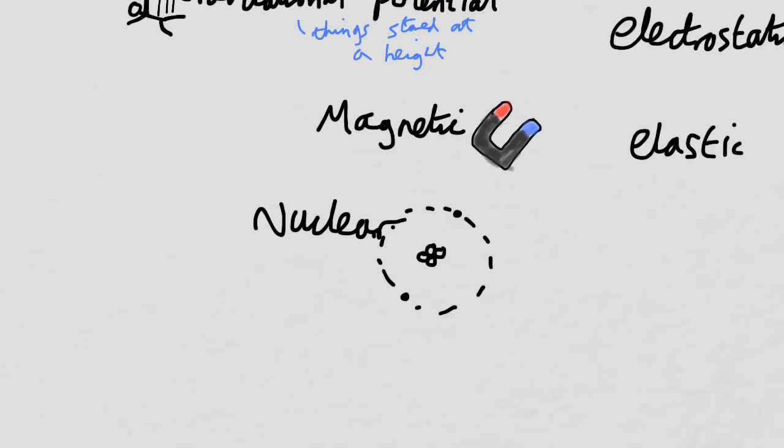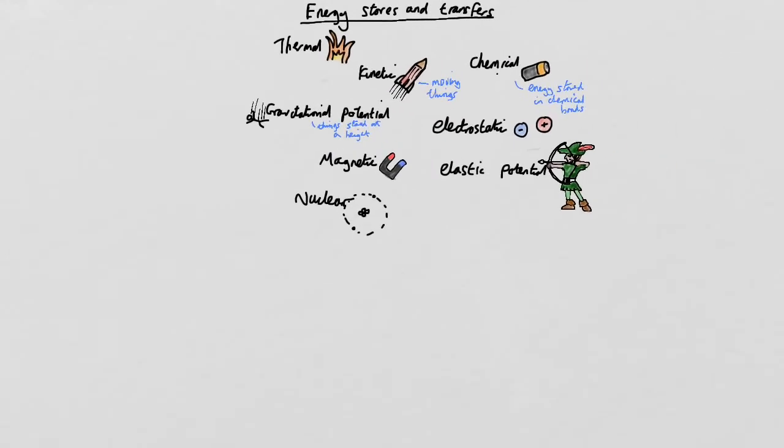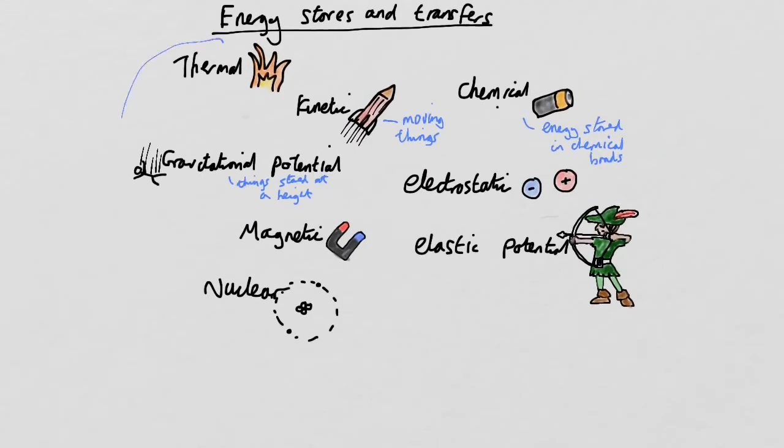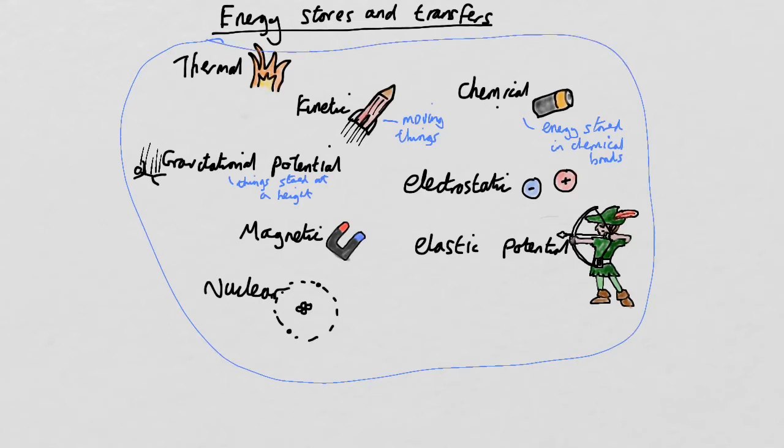And nuclear. Just like chemical energy stores are energy stored in the bonds between atoms, nuclear energy is the energy stored in the bonds between protons and neutrons in the nucleus of the atom, hence the name nuclear energy. So it's energy stored between the nucleons, the middle bit of the atom. So that's our energy stores. All of these are ways of storing energy, or ways that objects have energy.